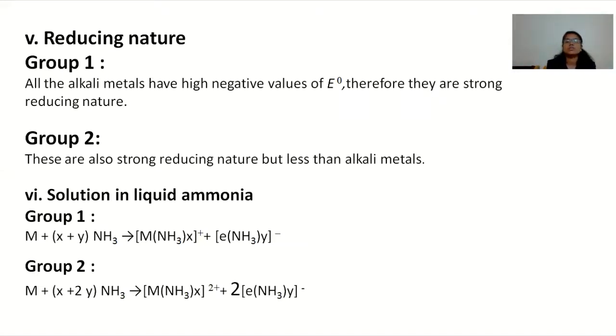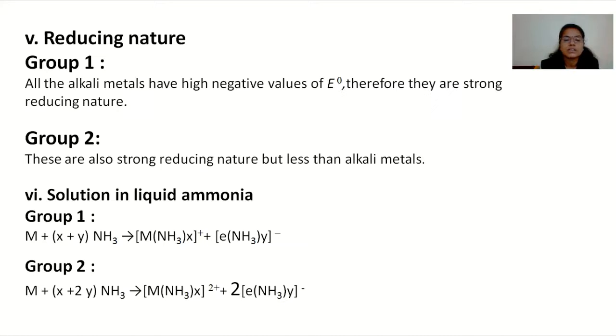Now next is the reaction in a solution of ammonia. So if a metal reacts with ammonia solution, what product do we get? So in group 1, you can see that M stands for group 1 metal. The alkali metals are soluble in liquid ammonia, giving a deep blue color solution which shows electrical conductivity.